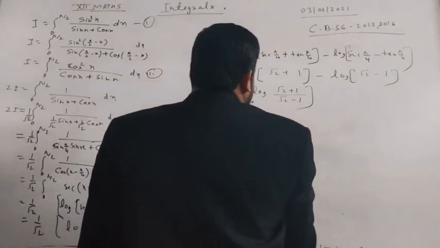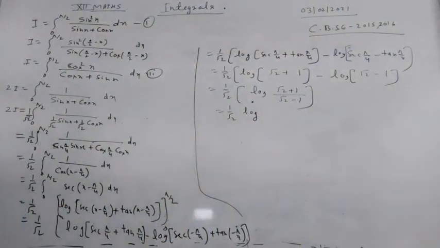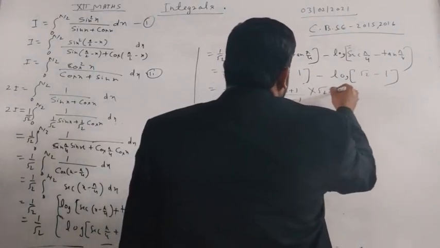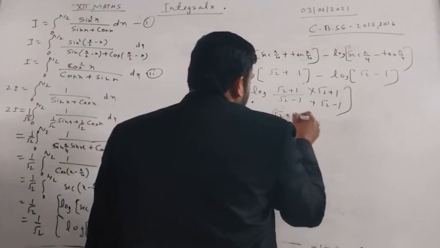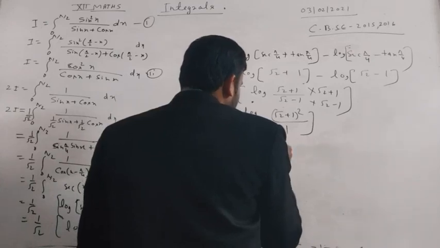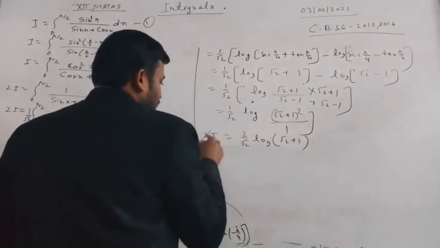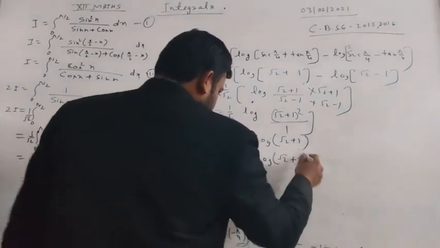Now students, either we can leave this, or we can rationalize this. When we rationalize, we multiply with root 2 plus 1 by root 2 plus 1, so we get log of root 2 plus 1 whole square by 1. Okay, so we can write 2 by root 2 log of root 2 plus 1, and this is 2I, so 2 and 2 cancel, so I is 1 by root 2 log of root 2 plus 1.